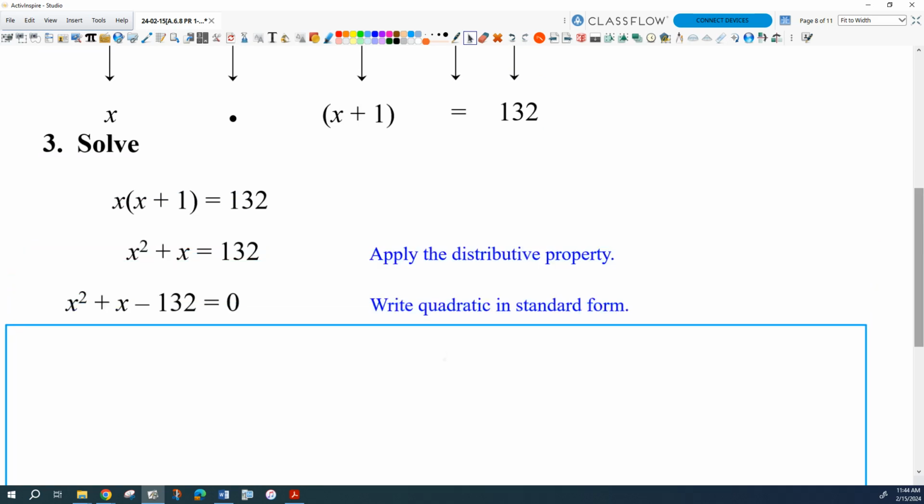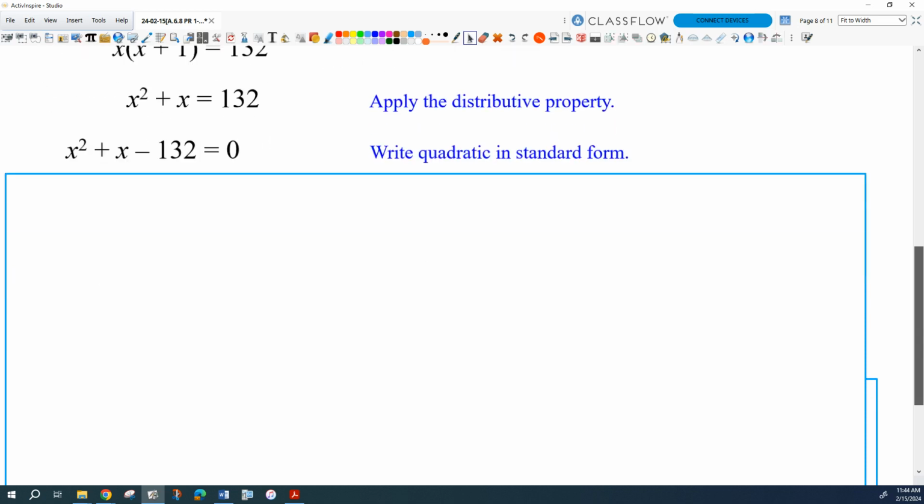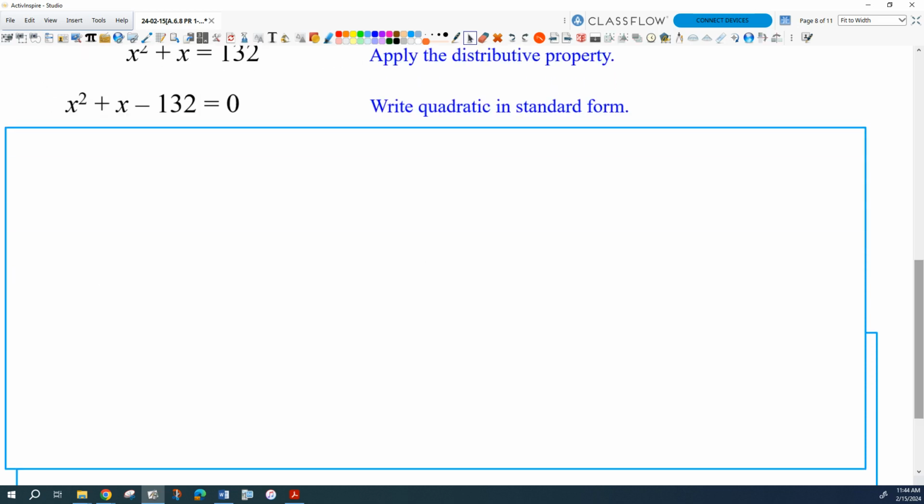Make it equal to 0, so I subtract 132. Now I've got to factor this thing, right? I have to find magic numbers that multiply to negative 132 and add to 1. So they're a positive and a negative. The positive is 1 bigger. So 2 numbers that are only 1 apart that multiply to 132. What 2 numbers that are next to each other multiply to 132?